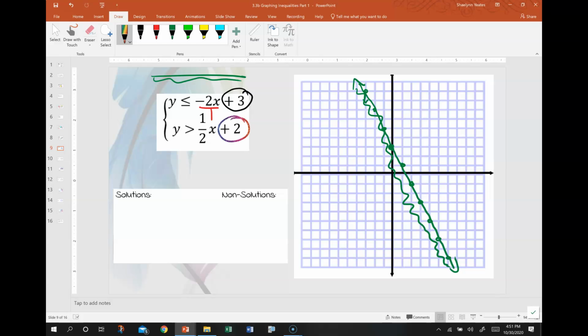So we start at 2, we go up 1 over 2, up 1 over 2, up 1 over 2, up 1 over 2, up 1 over 2. To go the other way, we go down 1, left 2, down 1, left 2, down 1, left 2. Okay, and then all of these are nice, pretty little dotted lines, and this is shaded above. So I shade above. And you may notice, hopefully you noticed, that your solution is in this section right here.